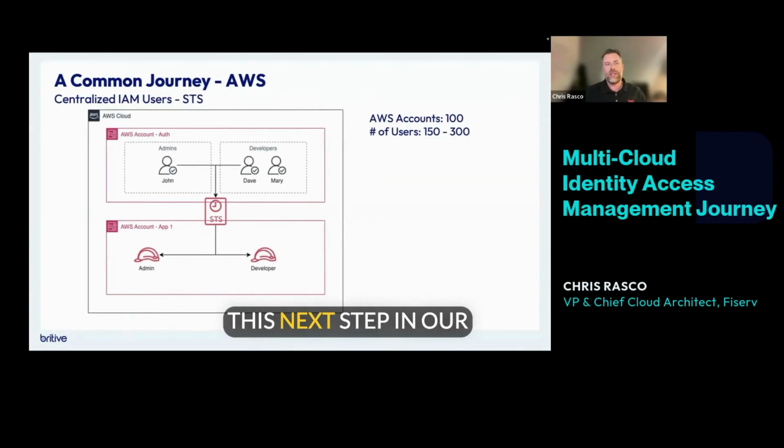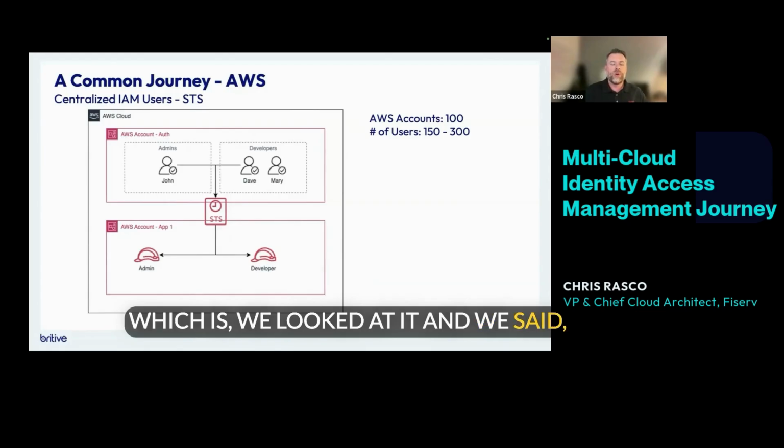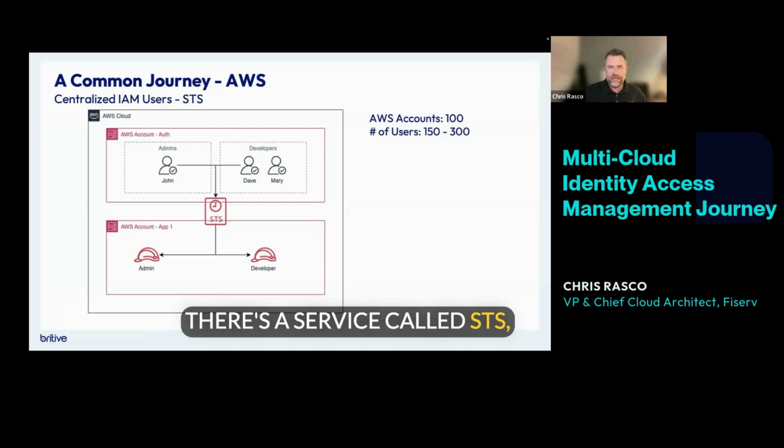So we took this next step in our AWS identity journey. We looked at it and said, there's a service called STS, which allows us to assume roles in other accounts. So what if we create one account and put all the users in there, and then assign permissions to the users to let them change roles into the other accounts that they're working in? There's no application workload in this auth account, so there's no permissions. We don't have to worry about people building stuff in there, but they can log into this one place. We can manage our password policy. We can force MFA for the users, and then it can act as a jumping off point.